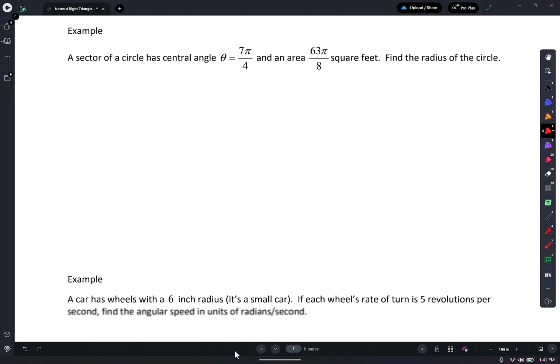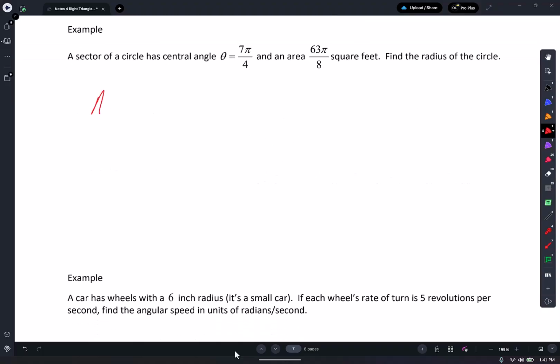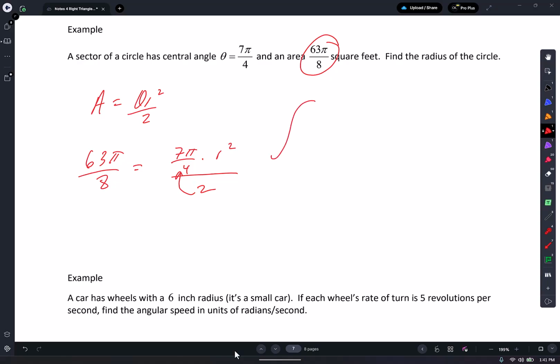So you're going to come over here and say area equals theta r squared over 2. And this is what that area is. So you're going to go 63 pi over 8 square feet equals 7 pi over 4 times r. We don't know what that r is. All divided by 2. I'm going to do keep, change, flip. So that 2 is going to go where that 4 is. So we're going to write it like this: 63 pi over 8 equals 7 pi over 8 r squared.